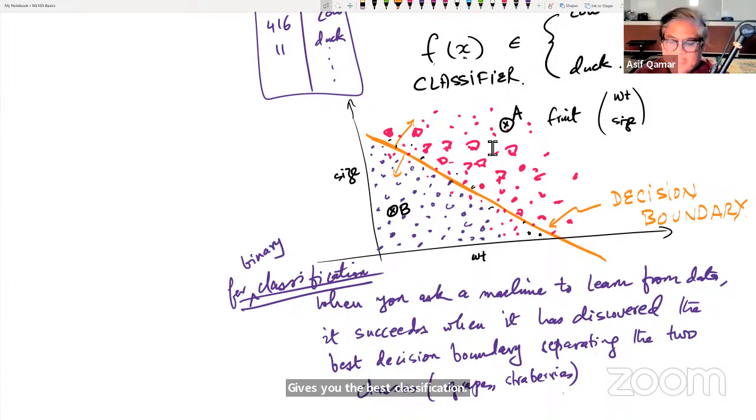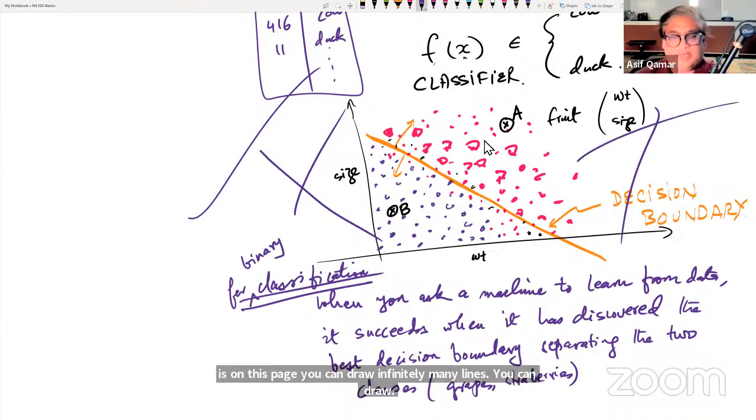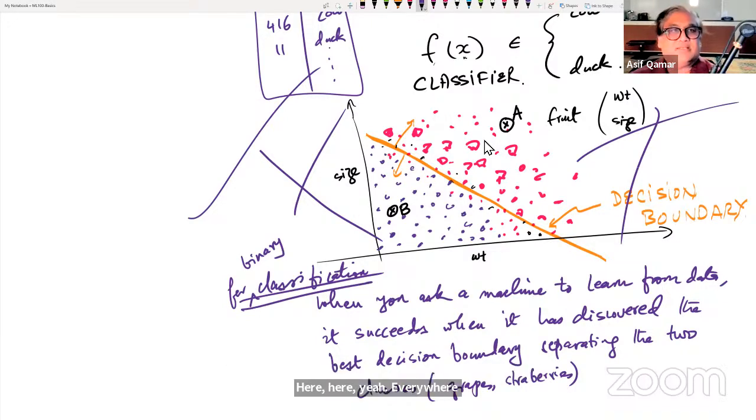The problem with that is two things. One is on this page, you can draw infinitely many lines. You can draw a line here, here, there, here, everywhere. On a page, there are infinitely many lines. Right? And so you'll have to do a test on all of them. You can't, realistically speaking. The other problem is, even if you find, suppose you do a trial of 1,000 lines and you pick the best amongst them, there is no guarantee that it just happens to be the best amongst thousands. It is not necessarily the best decision boundary.